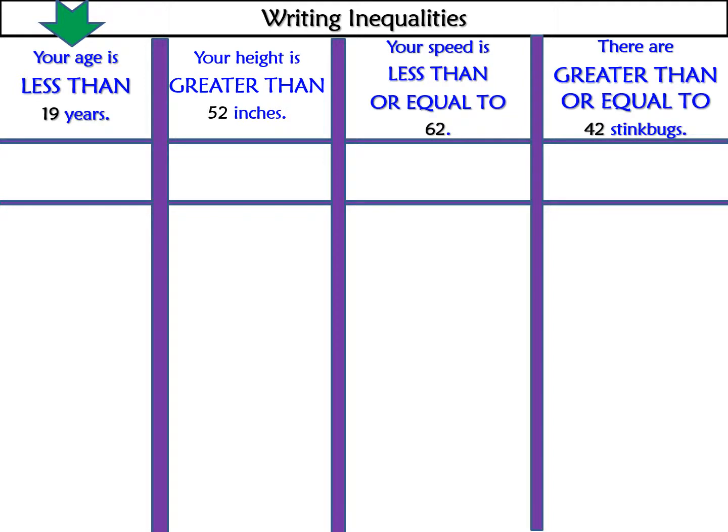Your age is less than 19 years. To turn this into an inequality, we're first going to have to represent your age, which we don't know. So let's call it A. And since we're comparing that unknown age to 19 years, let's put 19 on the other side. Now it's just as simple as putting the less than sign between them. And remember, the less than sign sort of looks like a squished L.